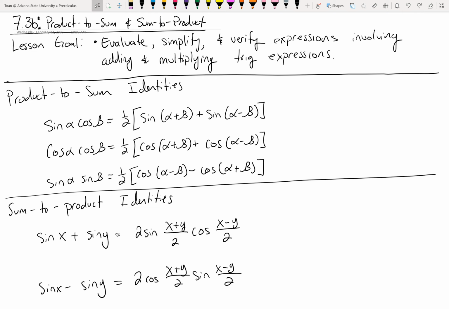So here are the product to sum identities. These are the rules that you have to follow if you're ever multiplying different trig functions. Namely, if we do sine times cosine, this is the pattern you follow. If you do cosine times cosine and they're different angles, right? If the angles were the same, you just write it as a square. But if you're doing cosine times cosine of different angles, this is the pattern you'd follow. And similarly, sine times sine with different angles, this is the pattern that you would follow.